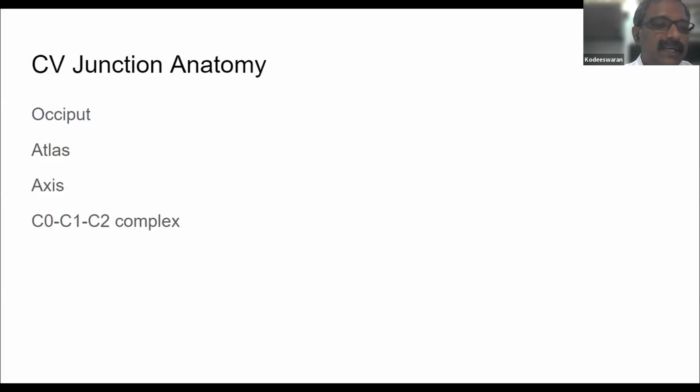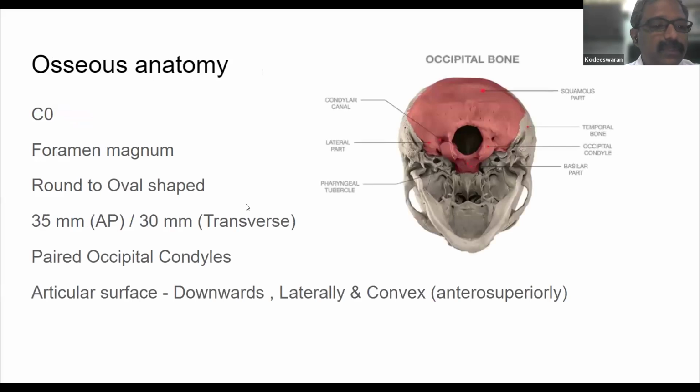Coming to the osseous anatomy, we have three important bony parts in this CV junction. One is the occiput, the second is the atlas, and the third is the axis. So this is called the C1 C2 complex. Coming to the occiput, I already explained it develops along with the vertebral column. It has an oval to round structure called the foramen magnum. The AP diameter is 35 mm and the transverse diameter is 30 mm.